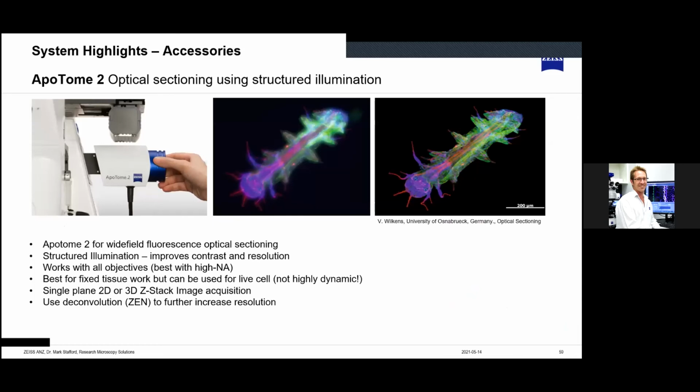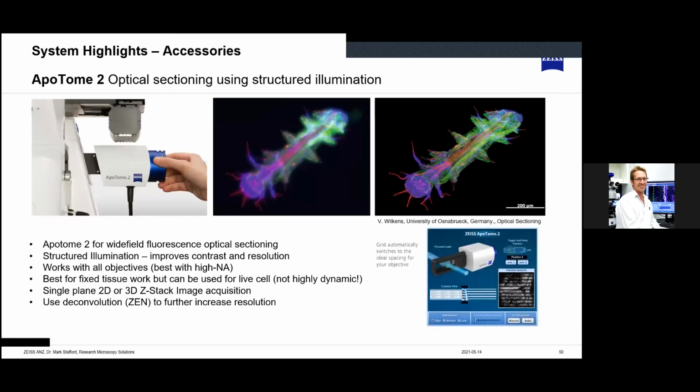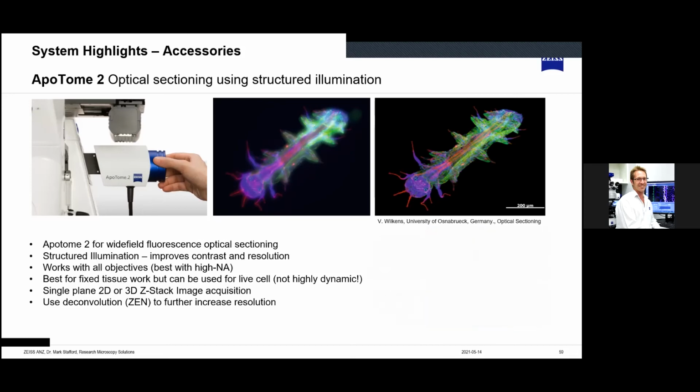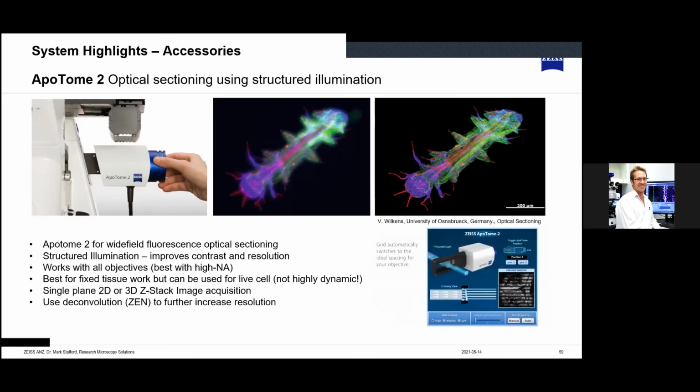We have the Apotome 2 also on the system. The Apotome 2 is a structured illumination device. It's a combination of optics and mathematics to generate an optical section. It projects a grid onto your focal plane, takes 3 to 5 images, and will generate an optical section from that. It'll work with all objectives. It's best with high NA objectives.